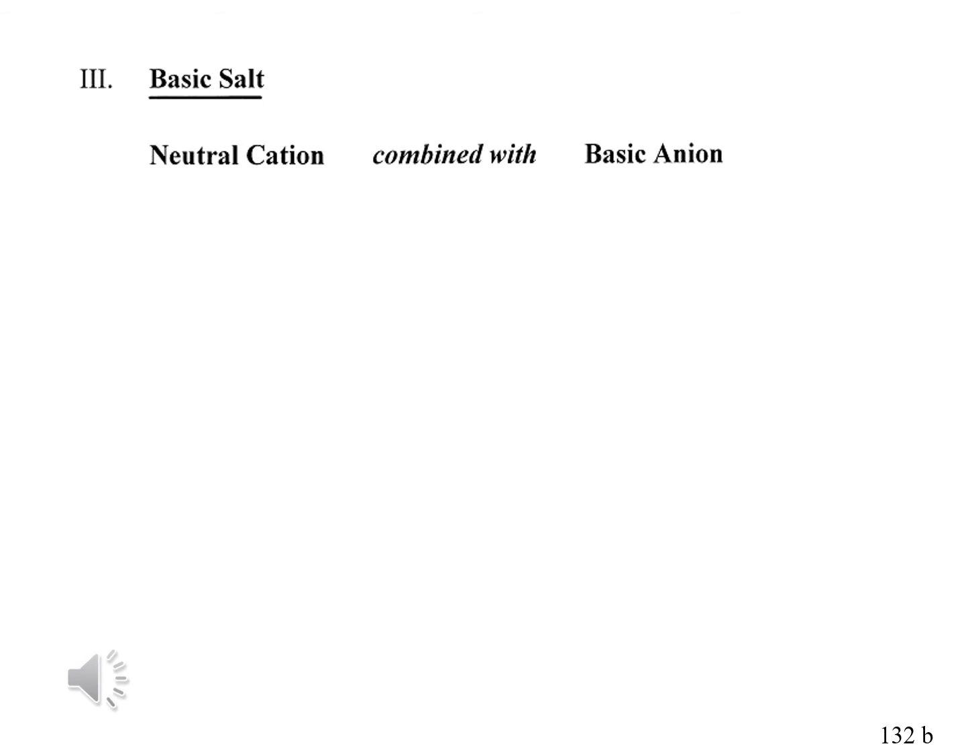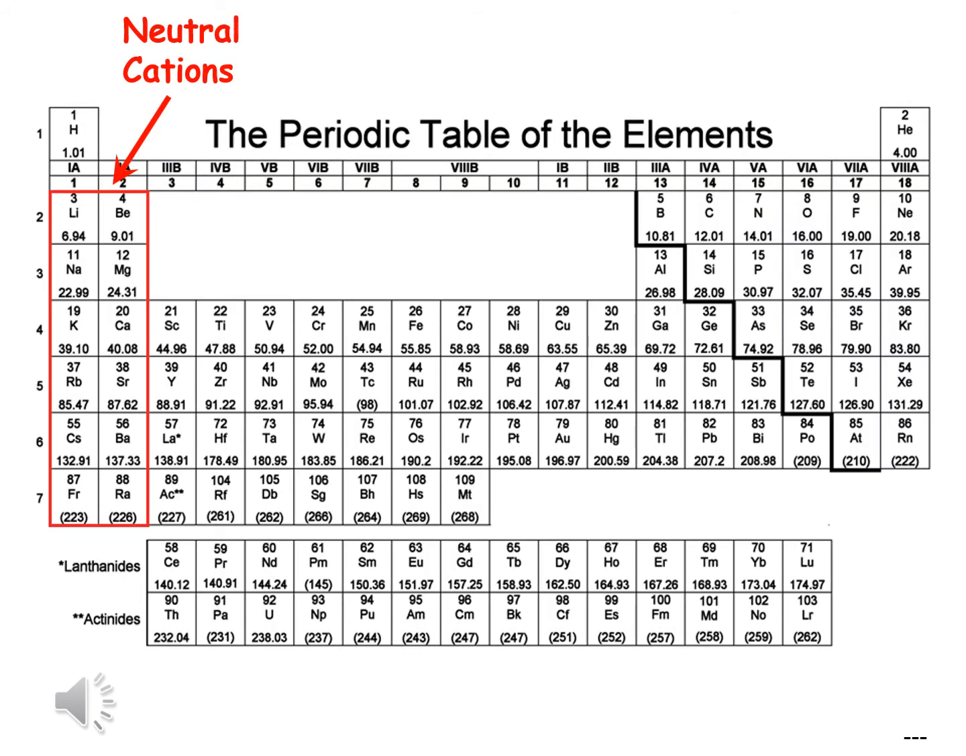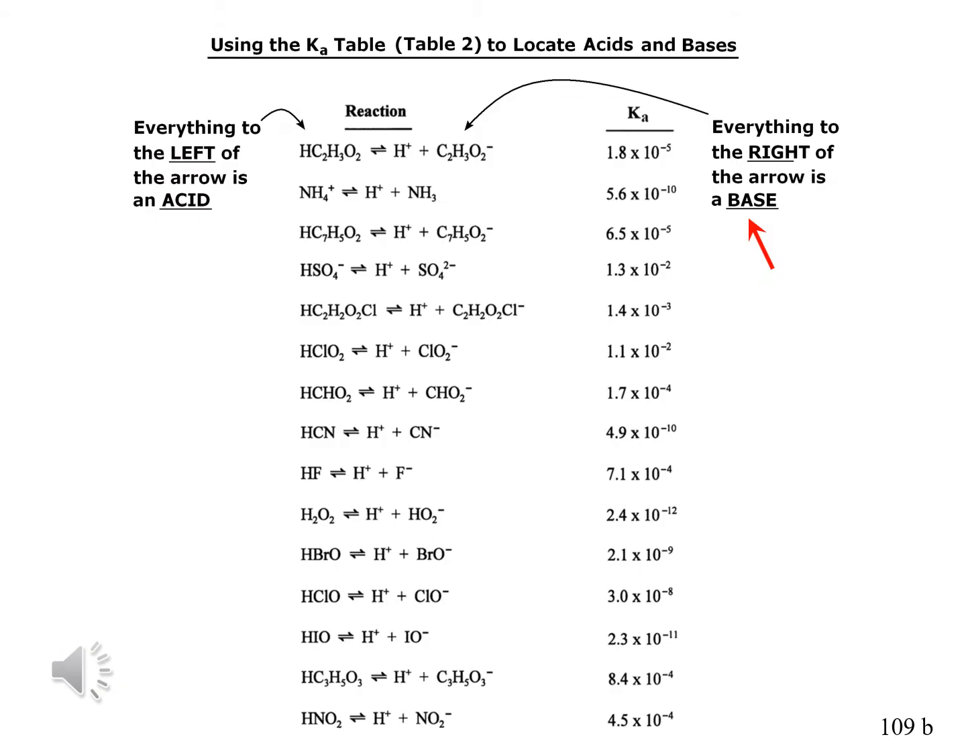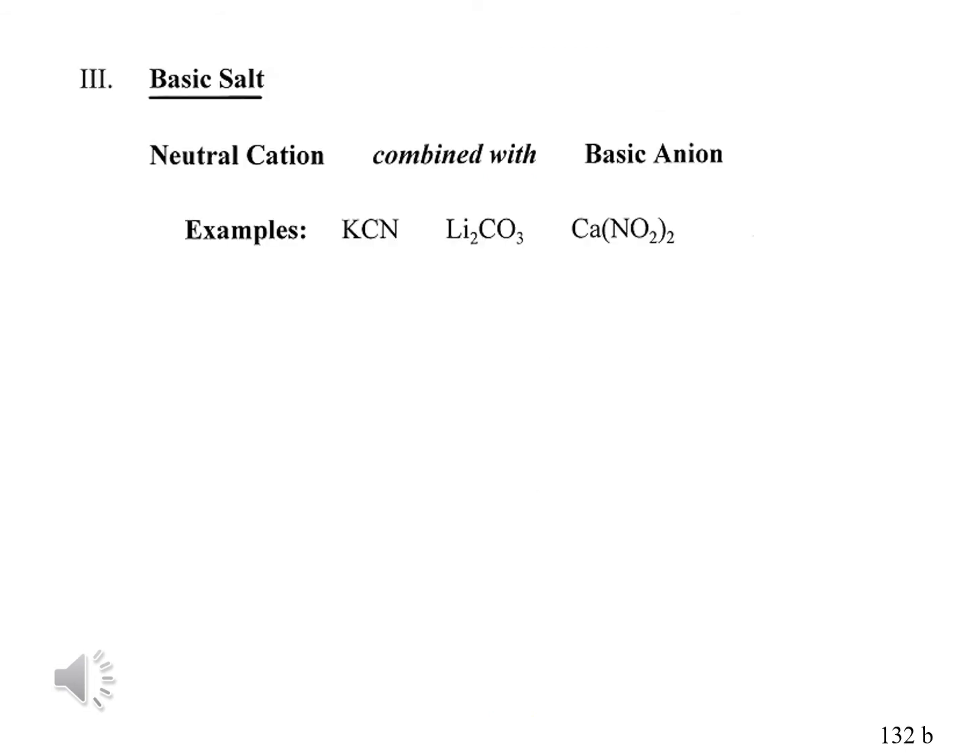You can make a basic salt by putting a neutral cation with a basic anion. The neutral cations are the ones that come from groups 1 and 2. The basic anions could be any of the ones on the right of the arrows in the Ka table. And here are the neutral cations again. The basic anions are the negatives on the right of the arrows, including the ones that come from di and triprotic acids. I showed you examples of a few of these salts.